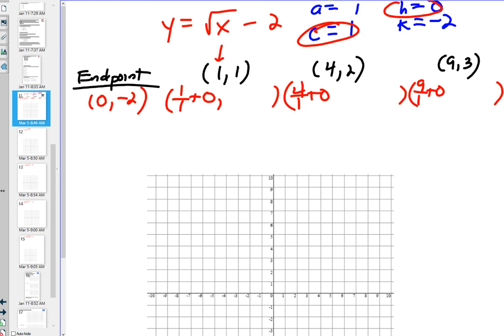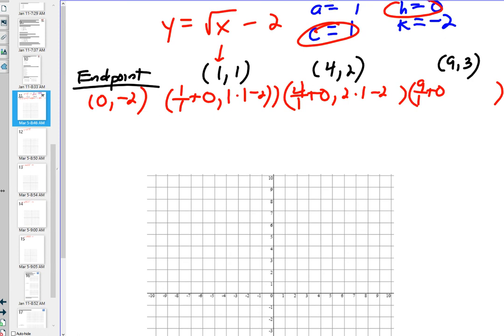What's going to happen to the y's? Okay, they're going to move times what? Times A, and then plus K. So this y here is a 1, and then times A, which happens to also be 1, and then plus K, but K is negative, so minus 2. 2 times 1 minus 2.